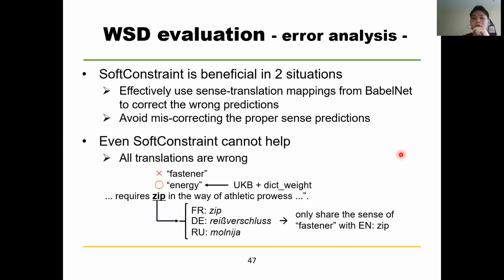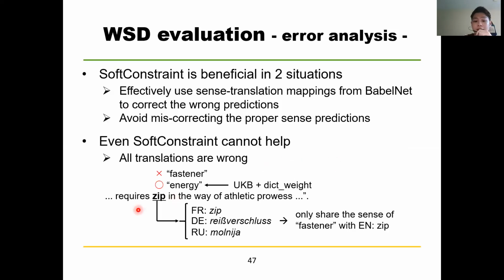So throughout our WSD evaluation, we found that SoftConstraint is beneficial in the following two situations. First, it can effectively use sense translation mappings from BabelNet to correct the wrong predictions, even when HardConstraint couldn't. And also, it can avoid miscorrecting the proper sense predictions made by the base system. However, even SoftConstraint cannot help WSD if all translations are wrong.